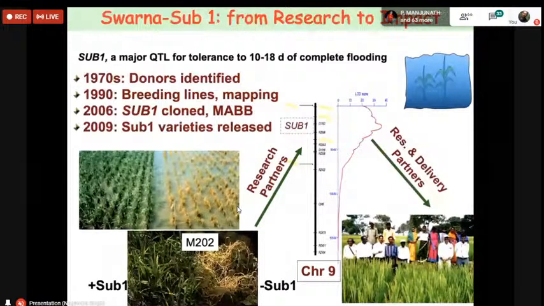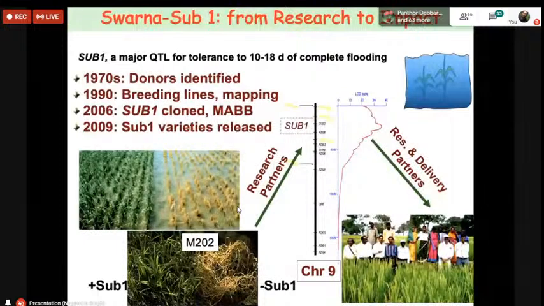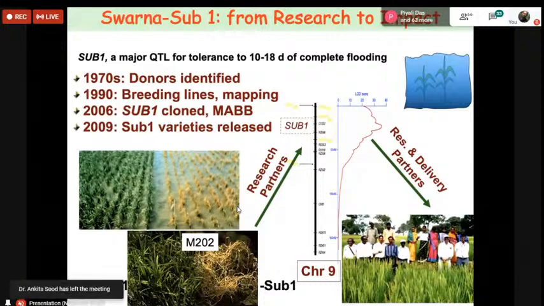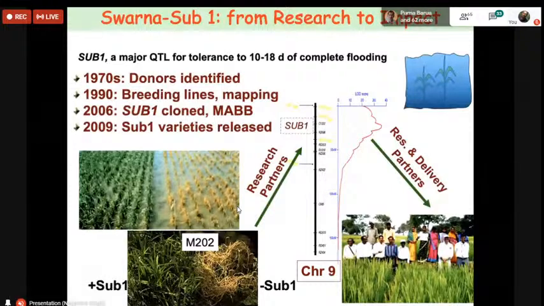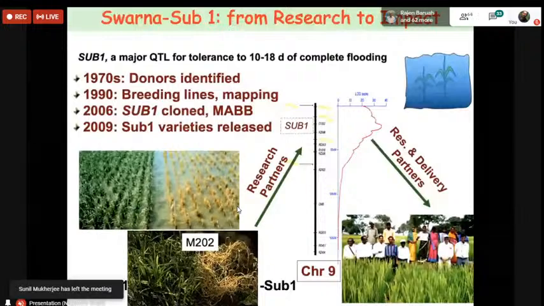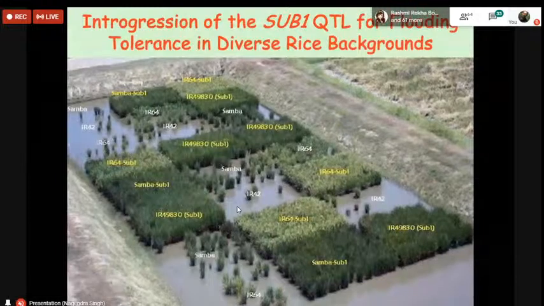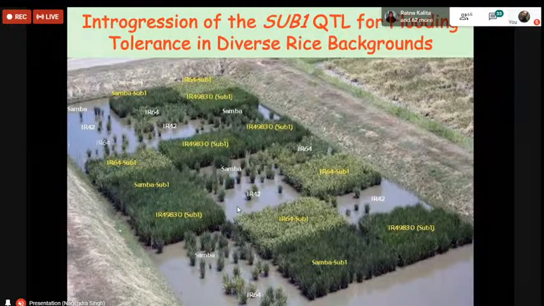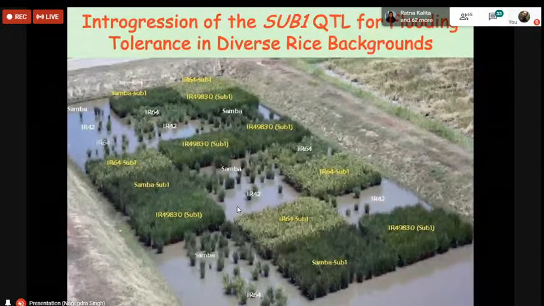And this example is here. In Swarna Sub1, most rice breeders know about this. The donor was identified in 1970, then breeding lines were developed and mapping, etc. But the Sub1 gene was cloned in 2006 after the availability of the rice genome information. And then within 3 years, by marker assisted backcrossing, which I just described, the product was developed, called Swarna Sub1, and released in India in 2009. And now it covers a fairly good area and is tolerant to 2 weeks of complete submergence.